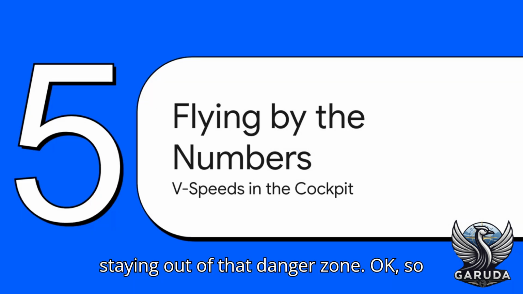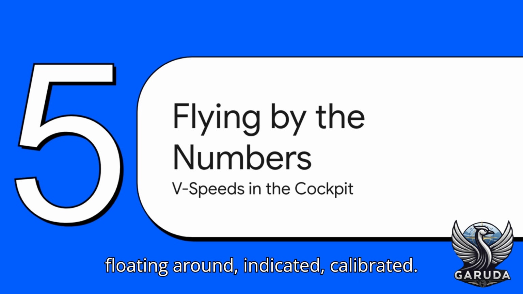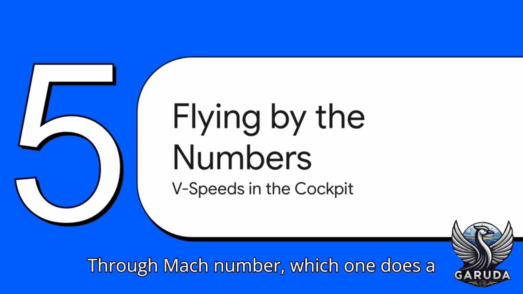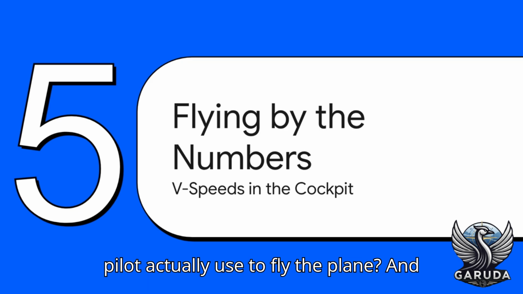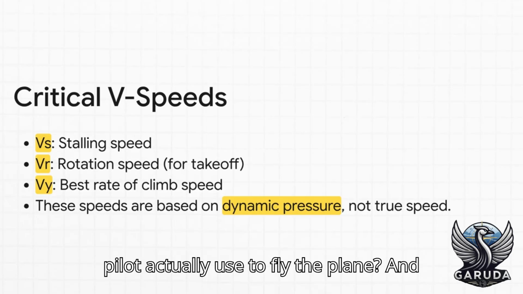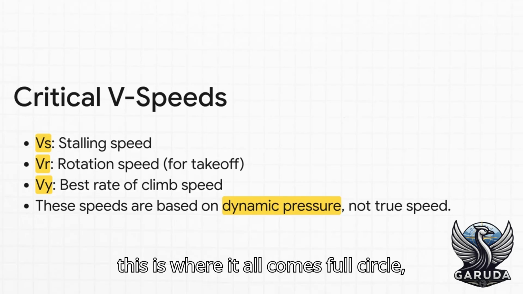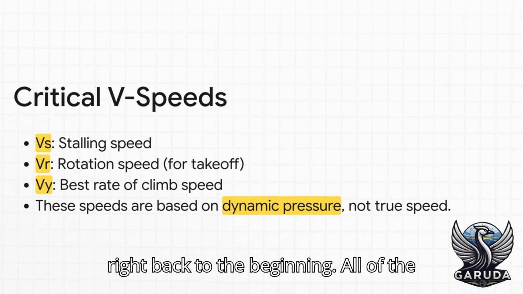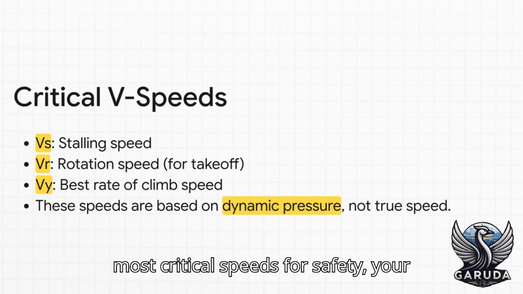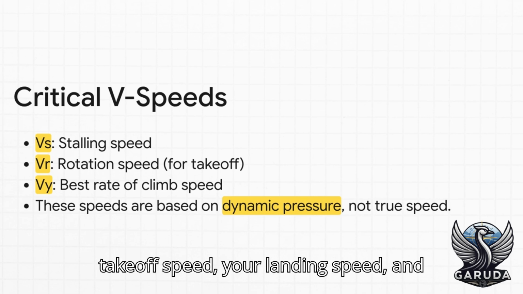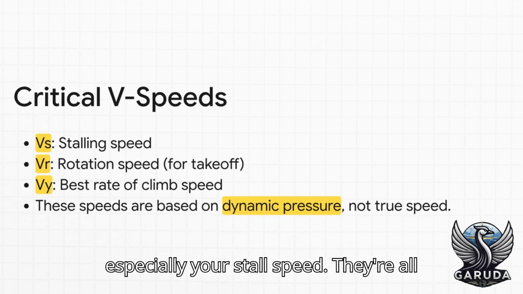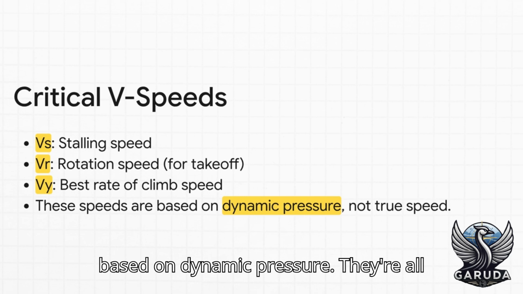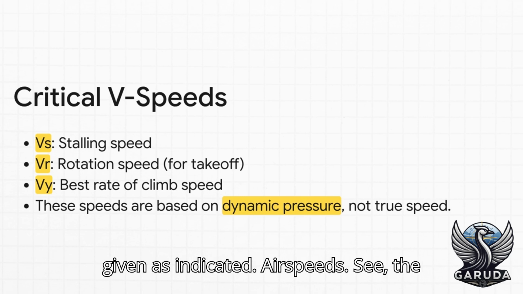Okay, so we've got all these different speeds floating around. Indicated, calibrated, true, Mach number. Which one does a pilot actually use to fly the plane? And this is where it all comes full circle, right back to the beginning. All of the most critical speeds for safety, your takeoff speed, your landing speed, and especially your stall speed, they're all based on dynamic pressure. They're all given as indicated airspeeds.